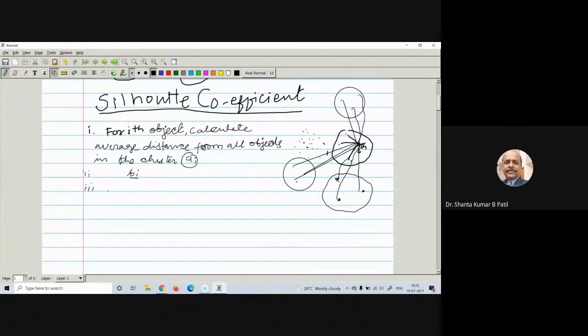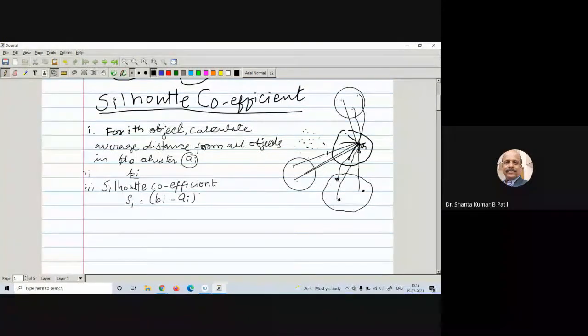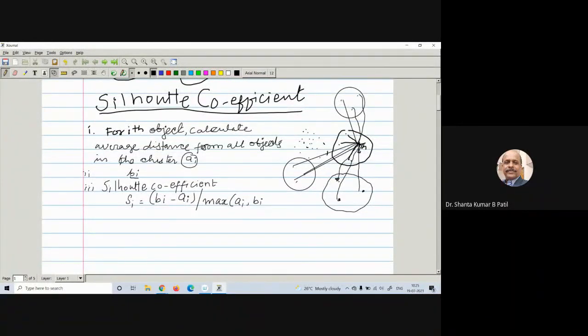you can now find out the Silhouette coefficient. It is given by SI is equal to BI minus AI. We have already calculated the BI and the AI. Divide by the max of the two. Whichever is maximum, either AI or BI, you have to take that for the denominator.